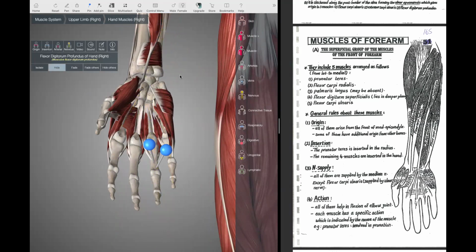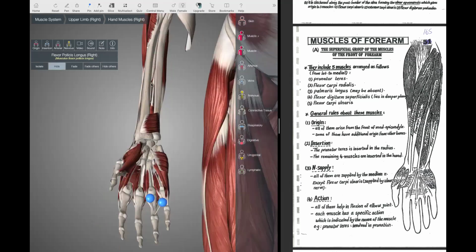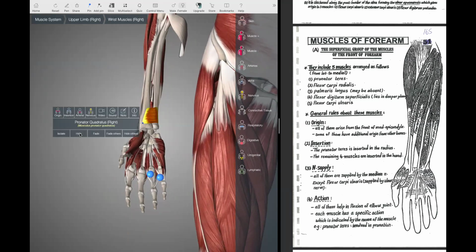Profundus. Now, what supplies the thumb? Flexor pollicis longus. Anytime you hear pollicis, you will understand that we are talking about the thumb. Hallux is the big toe. Okay. And then finally, pronator quadratus. Pronator quadratus.